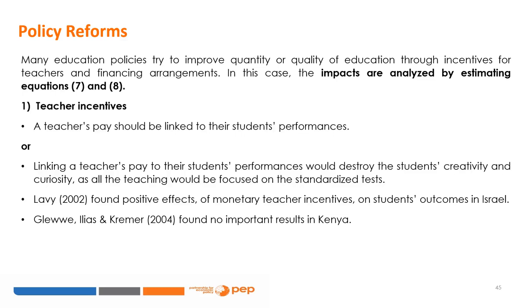In this case, the impacts are analyzed by estimating equations 7 and 8. Let us look at teachers' incentives as the first policy reform to reduce distortions and inefficiencies in the institutional arrangements of the educational systems. Some researchers suggest that a teacher's pay should be linked to students' performance. Others think that linking a teacher's pay to students' performance would destroy the students' creativity and curiosity, as all the teaching would be focused on the standardized tests.